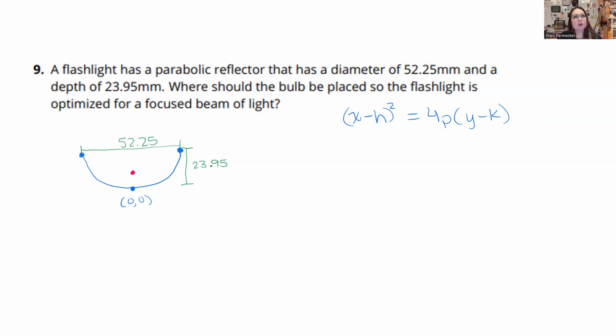Yeah. So it says, where should the bulb be placed? We need to know a couple of things. We know what the center is. We know what h and k are. We need to know a point on this flashlight. So we could figure out a point on this flashlight. What if we use this point right here? If I use this point right here, how would I get there? Wouldn't it be half of 52? Mm-hmm. Well, half of 52.25 is 26.125.